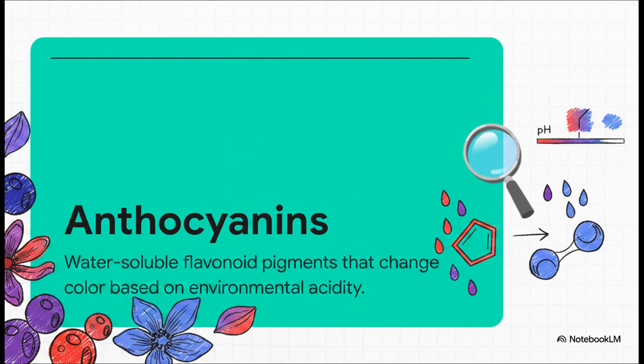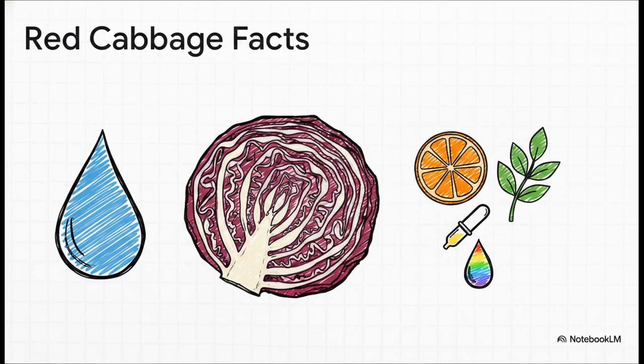That means they physically change their shape, and because they change shape, they change the color of the light they reflect based entirely on the environmental acidity around them. They are literally living, naturally occurring pH indicators. The most famous poster child for this is the humble red cabbage.